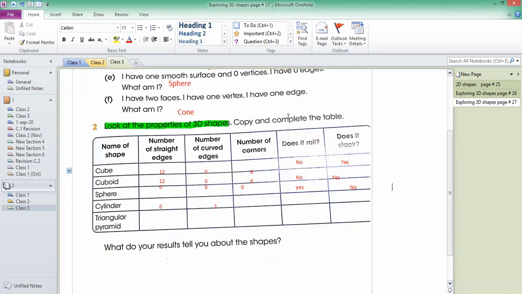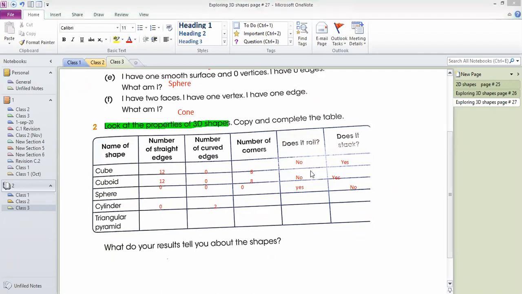Two edges. Number of corners. Does cylinder have corners, guys? Sir, cylinder, how many? Guys, what I'm asking, just answer that. Does cylinder have corners? Does cylinder have vertices? No. No. Very good. It doesn't have vertices or corners. That's why you will say it is zero. It is zero.